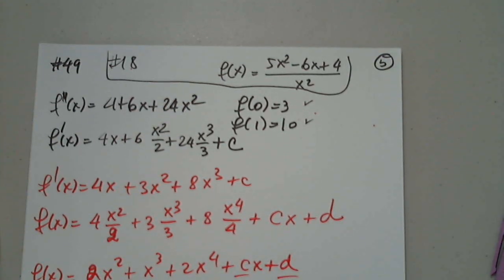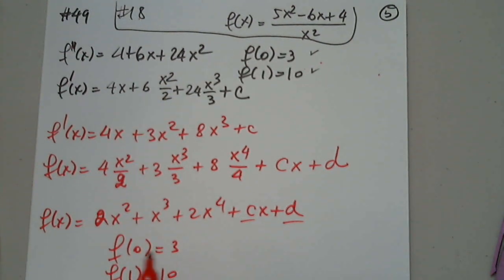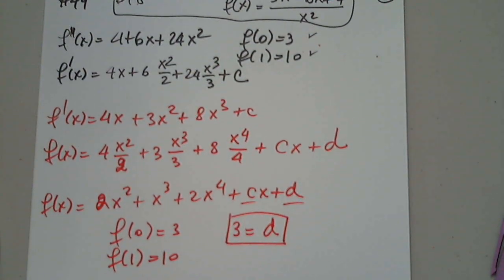Because I have two unknowns, that's the reason why I'm given two pieces of information. So the function is 3 when x is 0. Everything is 0 except d, which is very clear. D is 3. I will write the function one more time. 2x squared plus x cubed plus 2x to the fourth plus cx and plus 3.